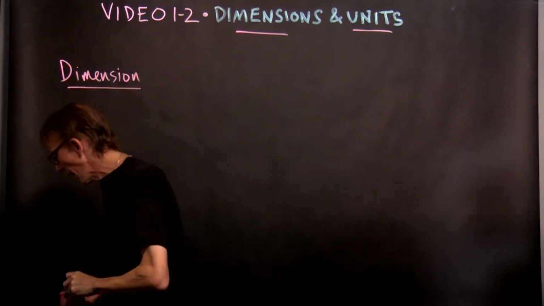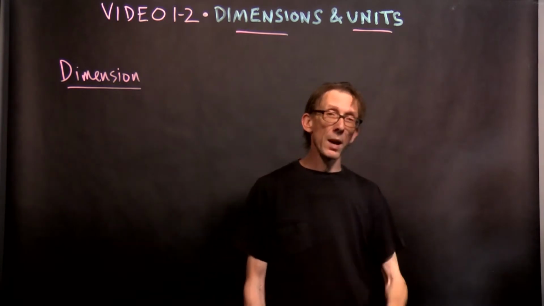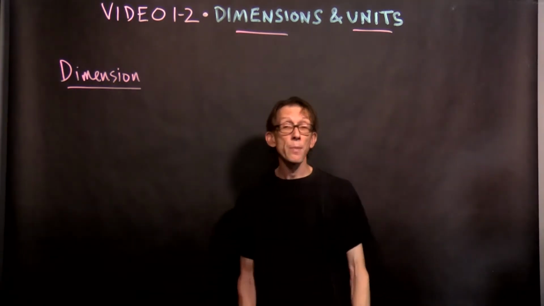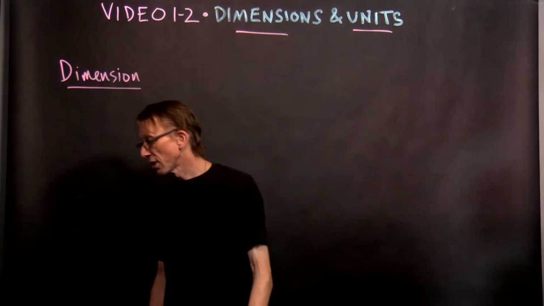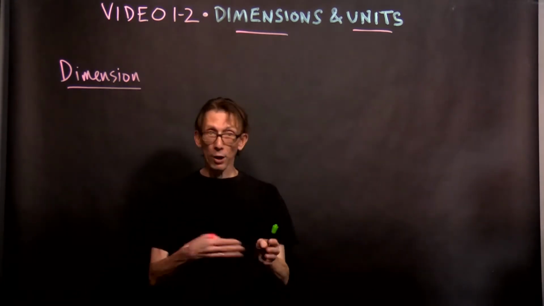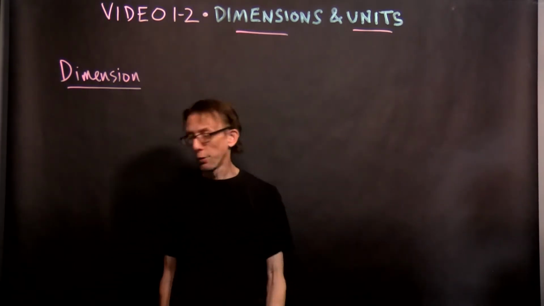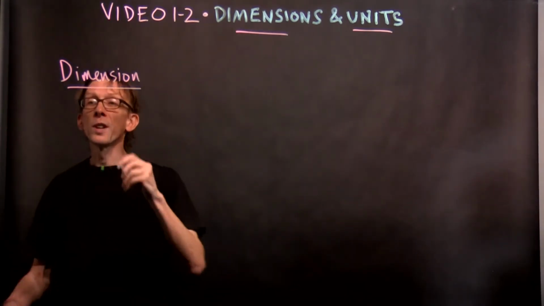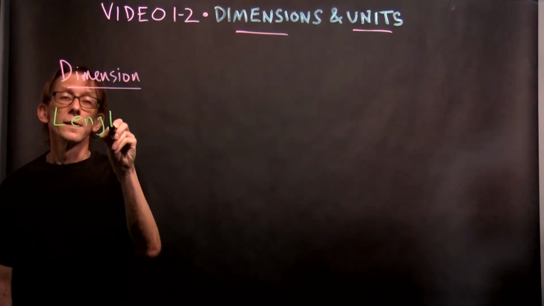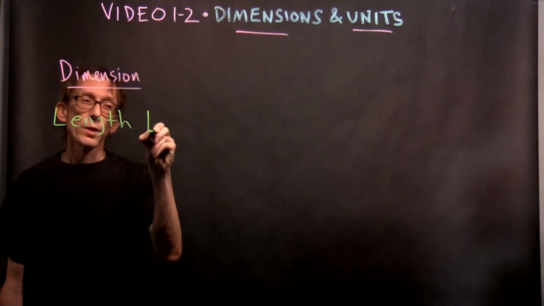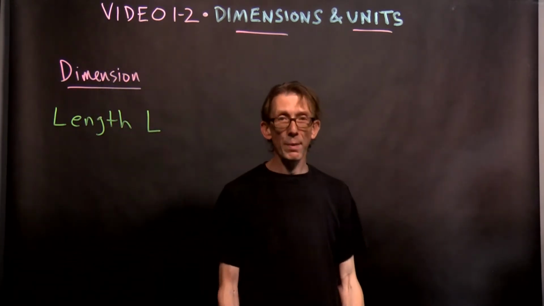Okay, there are going to be 3 dimensions that are of great importance to us this semester. Next semester there might be a couple of others, but we have 3 dimensions. Again, not X, Y, Z. We're not talking about space here. We're talking about the word dimension in a brand new way. So the first one is length, and it's symbolized by capital L. The dimension of length is symbolized by capital L.